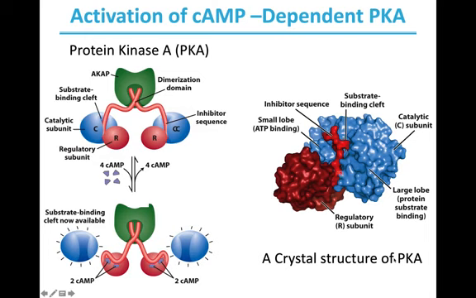The red colored region that is shown here is the inhibitory sequence, as you can see. It is bound to the substrate binding cleft. And this dark red colored region is the regulatory subunit, one of the subunits.